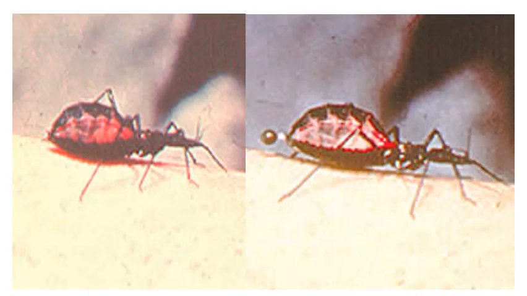So take a look at this one. This is a triatomine bug that is feeding on our blood. And as it is feeding on our blood, it will actually defecate, releasing now the what? Trypomastigotes.